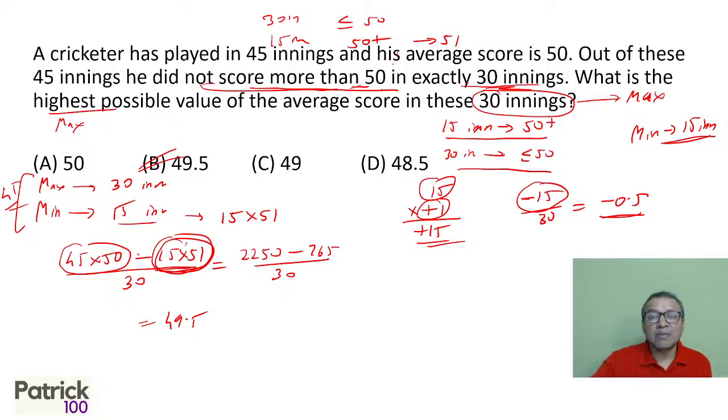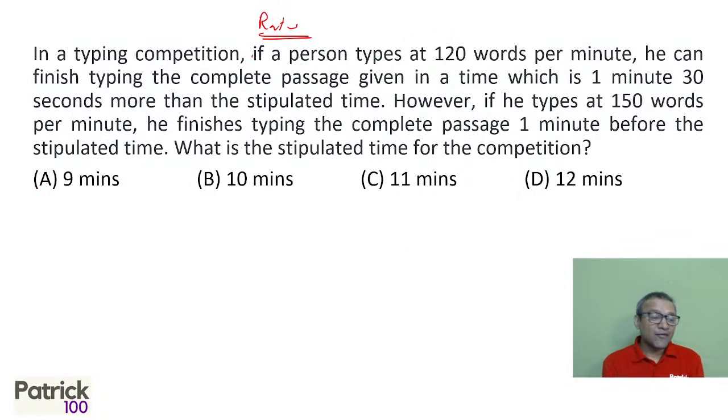Because they said exactly, remember the word exactly. Exactly 30 innings, he has scored less than or equal to 50. The 15 innings, he has to score more than 50. And if the average is 50, that means if one value is more than 50, the other has to be less than 50. Remember that.